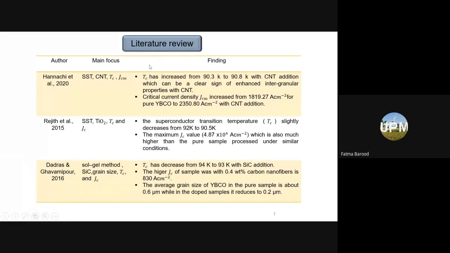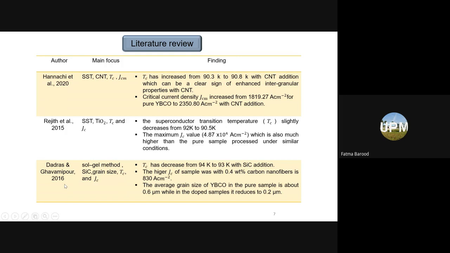This is some of the previous literature review. In 2020, Hanashi studied the effect of carbon nanotube on YBCO bulk using a solid-state method. He found that TC was increased and the JC also was increased by this method. And in 2015, Rajat studied the effect of titanium oxide on YBCO bulk by using the solid-state method. He found that the TC was decreased while the JC was increased by titanium oxide addition.